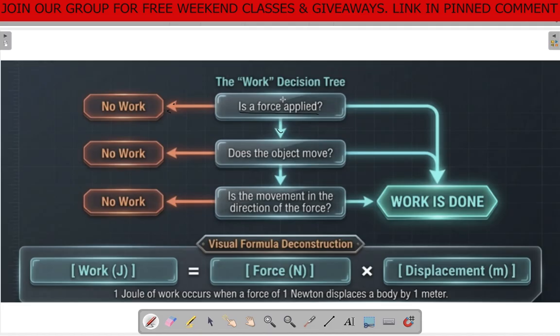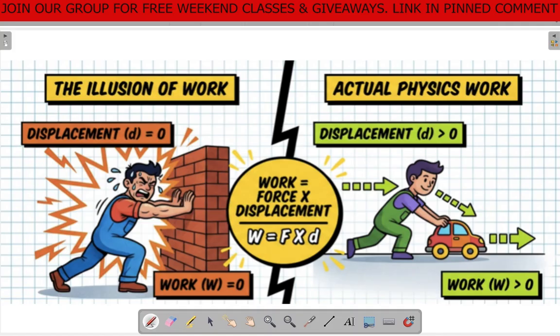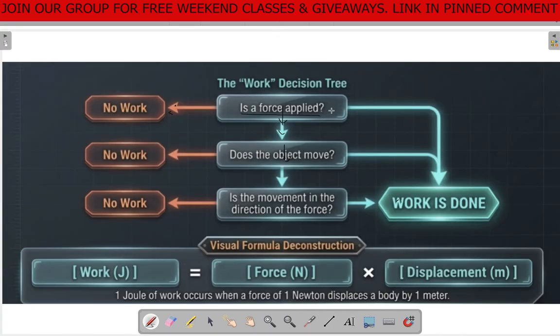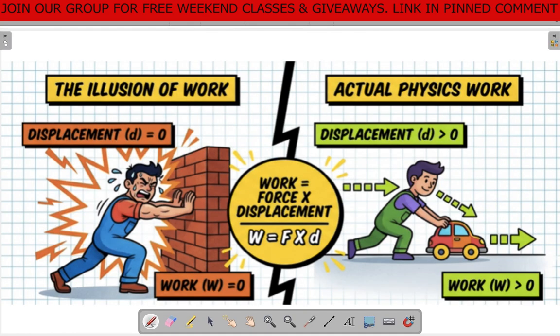So again, to check if work is being done, force must be applied, the object must move, and the object must move in the direction of applied force. Then only we can say that work is being done. Okay. So this is one case wherein we feel that we are doing work, but work is not actually happening. Say for example, we are pushing a wall that does not move. So if we go back to this decision tree, we are applying force, so this is correct, but the object is not moving, so there is no work. So if you have to do some work, first of all you have to apply a force, and then you need to have displacement in the direction of force, right?